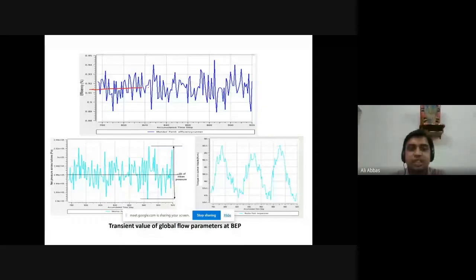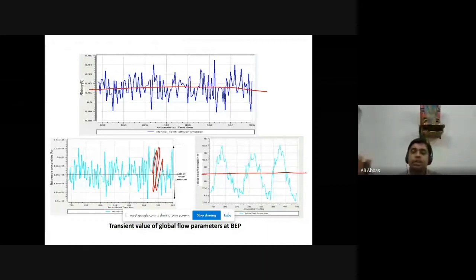Here you can see this kind of fluctuation in the efficiency you can get. This is the fluctuation of the net pressure. This is the fluctuation of the torque. So once you do the transient analysis, you can get the average value and the fluctuations, and that is useful information with respect to the life of the turbine.